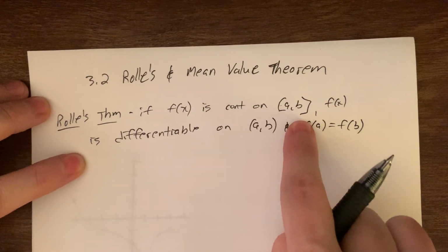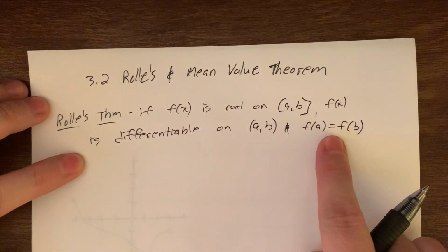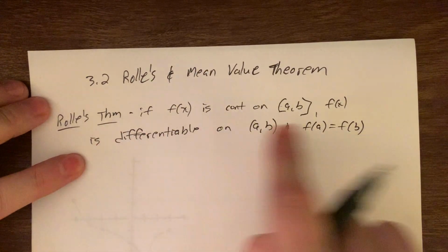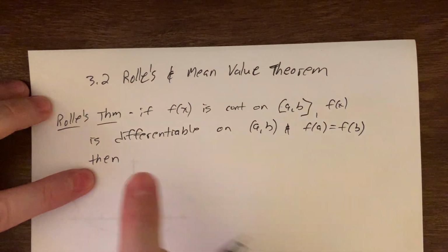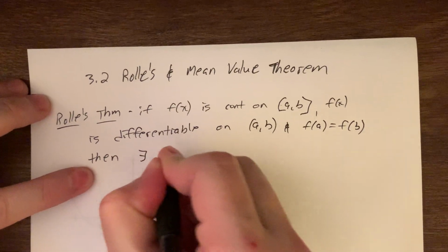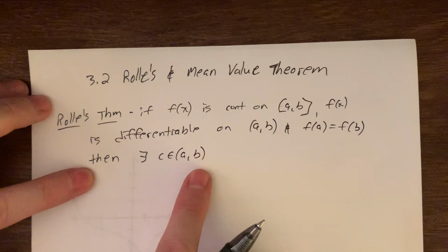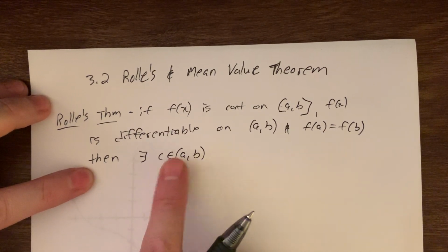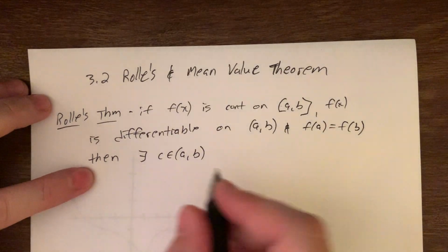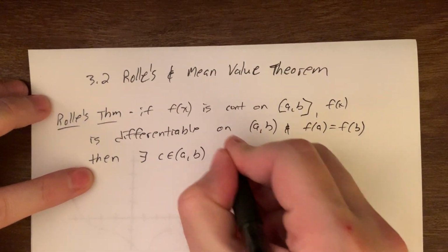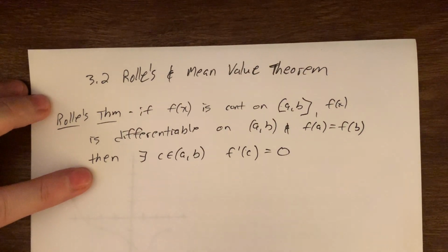The first, that our function is continuous on this interval, then second, differentiable on the interval, and third, that f of a equals f of b. So if all these three things are true, then we can reach this conclusion. And this conclusion is, there exists a c value. This will be an x-coordinate, and that x-coordinate will be somewhere located between the a and b that have been given in the earlier parts. And what's so special about that c value? That c value has a derivative value equal to 0.